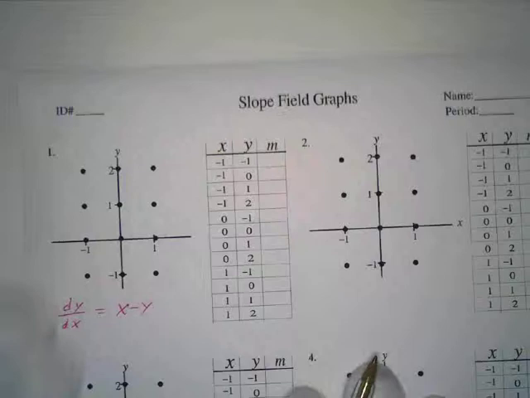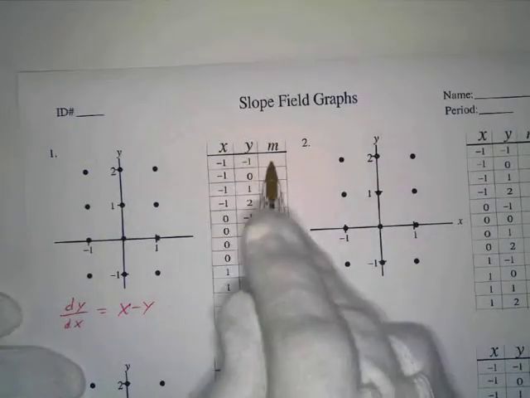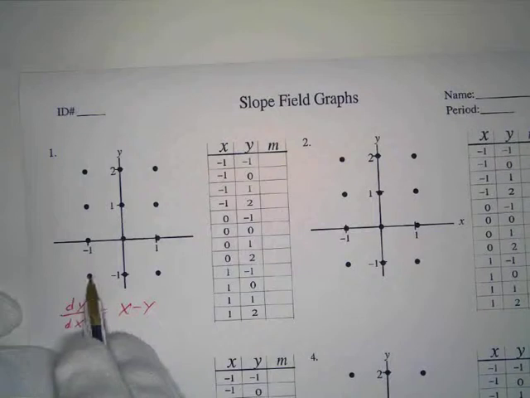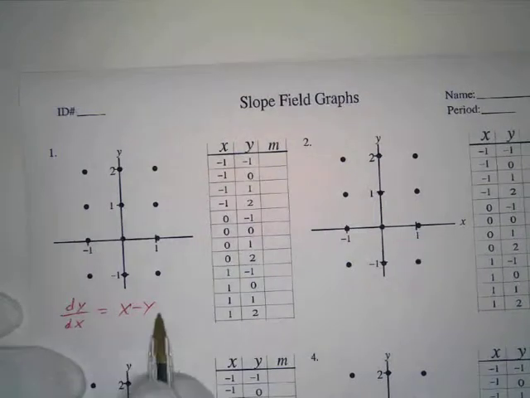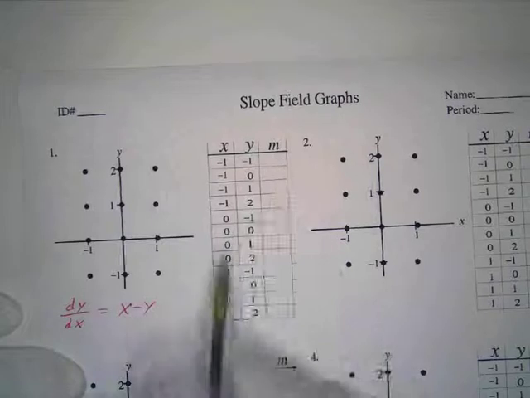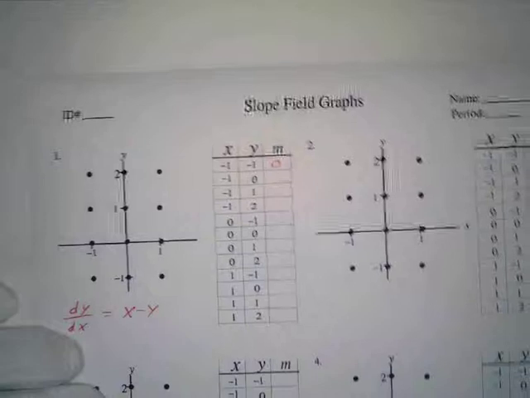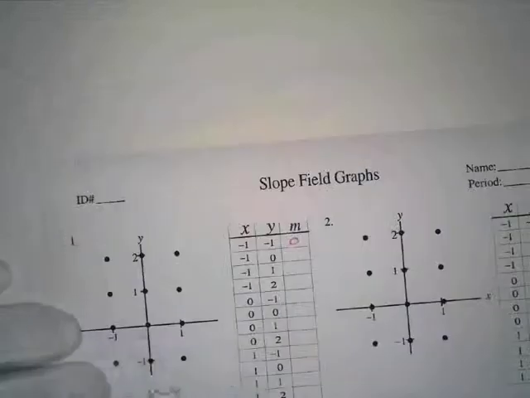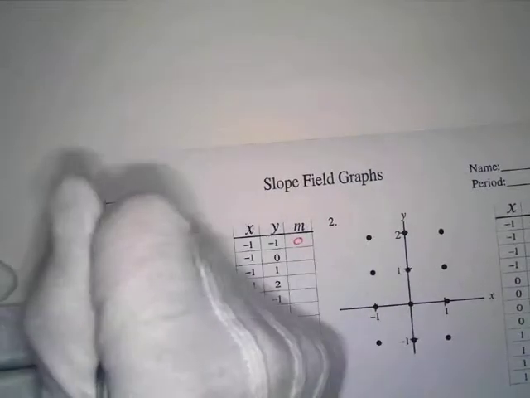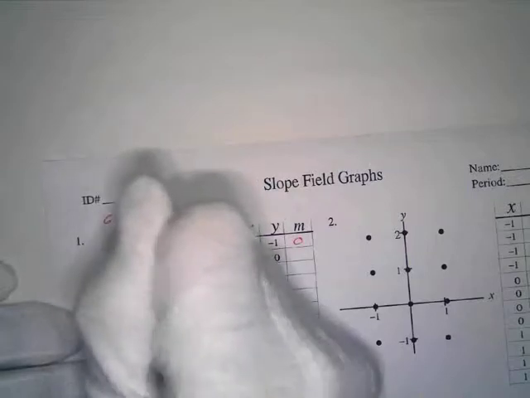So all we have to do is check, and then we just put these two values in, and we'll find the slope at this point, like -1, -1. What's the slope? What's x minus y? Well, -1 minus -1 is like -1 plus 1, and that's just 0. So you just fill that in. Okay, again, this is an example. This is section 6.1, and these would be like notes.